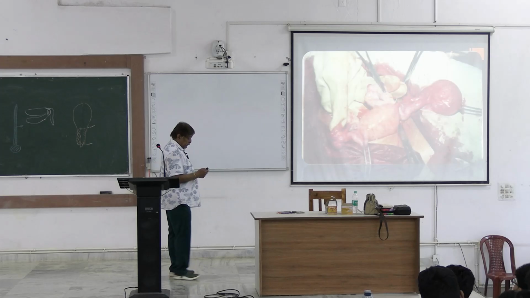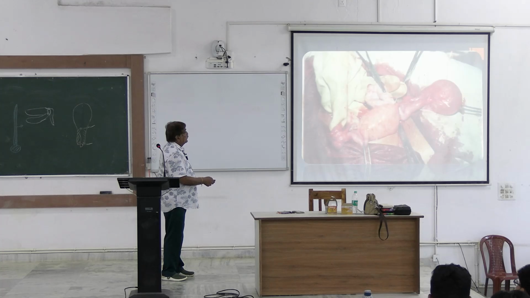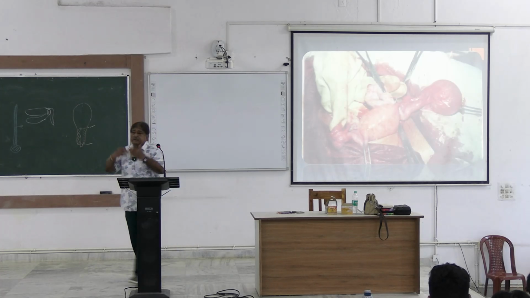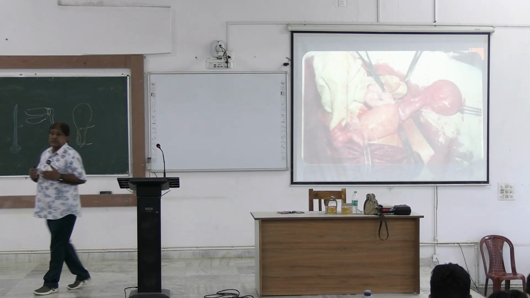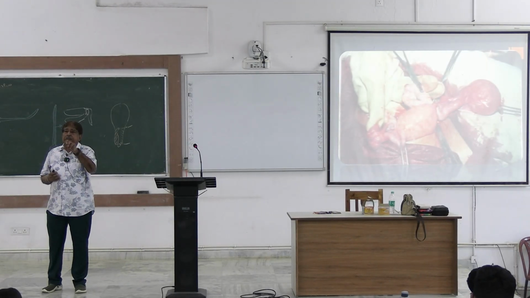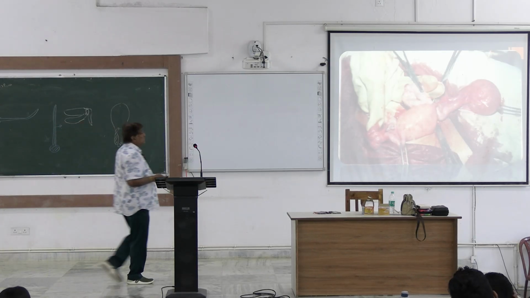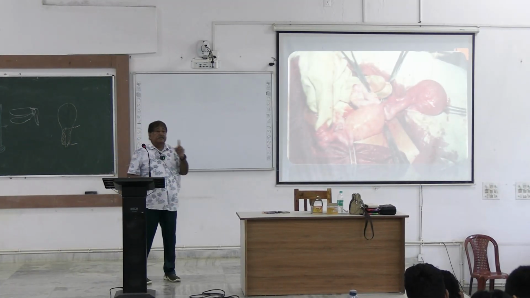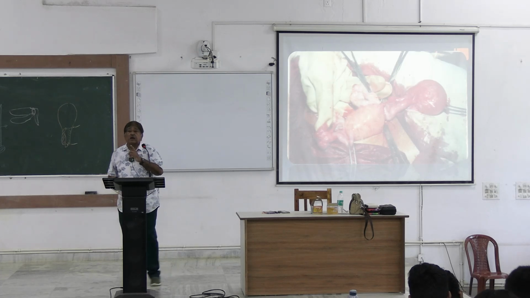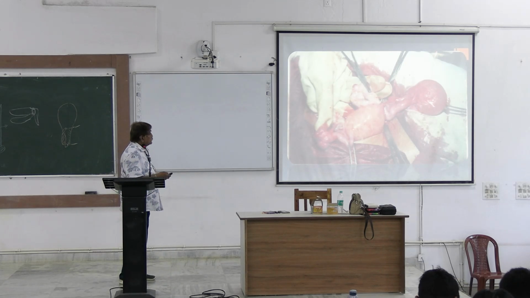Now, see, this is the hydrosalpinx. This is the fallopian tube. Some obstruction is there, but the mucus and everything goes on being secreted, so that swells up and pain is there. Naturally, this is known as hydrosalpinx. If it is infected, it is a pyosalpinx.